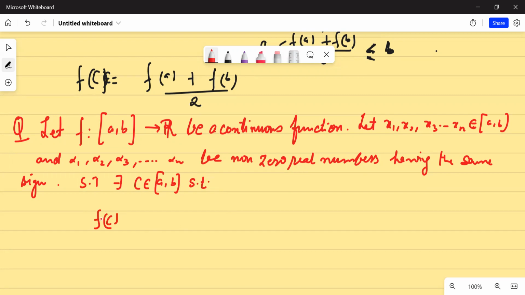f of c, summation alpha i, i varying from 1 to n, is equal to summation alpha i f of x i. Don't worry about this question, I'll help you out. Don't worry. Just try to see, एक बार इसको पढ़ लो ढंग से, so that I'll be able to explain you.